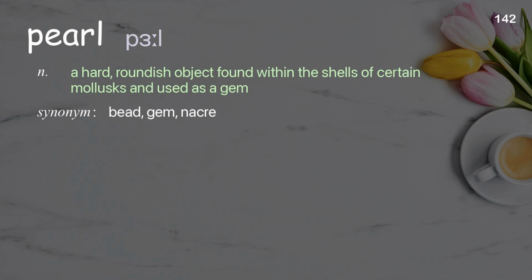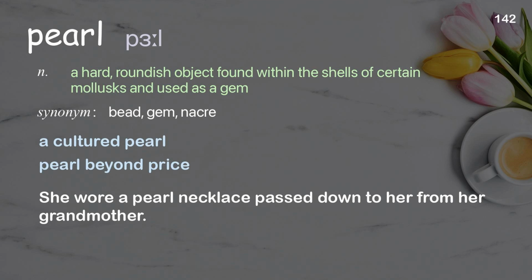Pearl: a hard, roundish object found within the shells of certain mollusks and used as a gem. Examples: a cultured pearl, pearl beyond price. She wore a pearl necklace passed down to her from her grandmother.